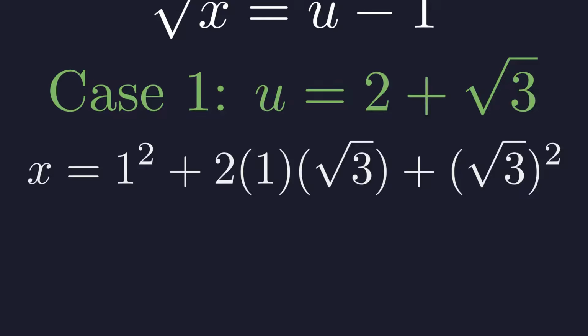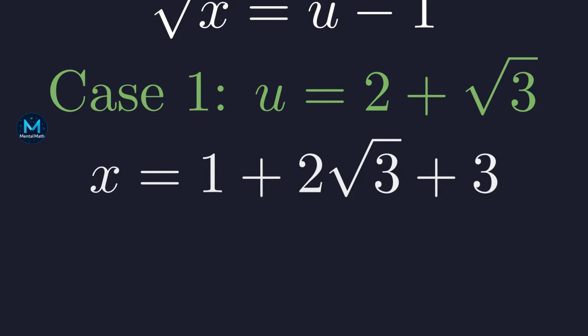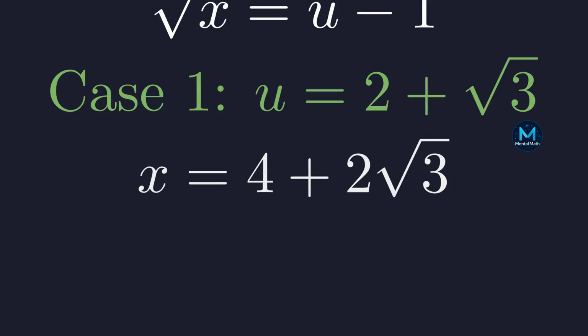Expanding this binomial gives us 1 squared plus 2 times 1 times root 3 plus root 3 squared. Evaluating each term gives us 1 plus 2 root 3 plus 3. Combining the constant terms 1 and 3, we arrive at our first solution. x equals 4 plus 2 root 3.